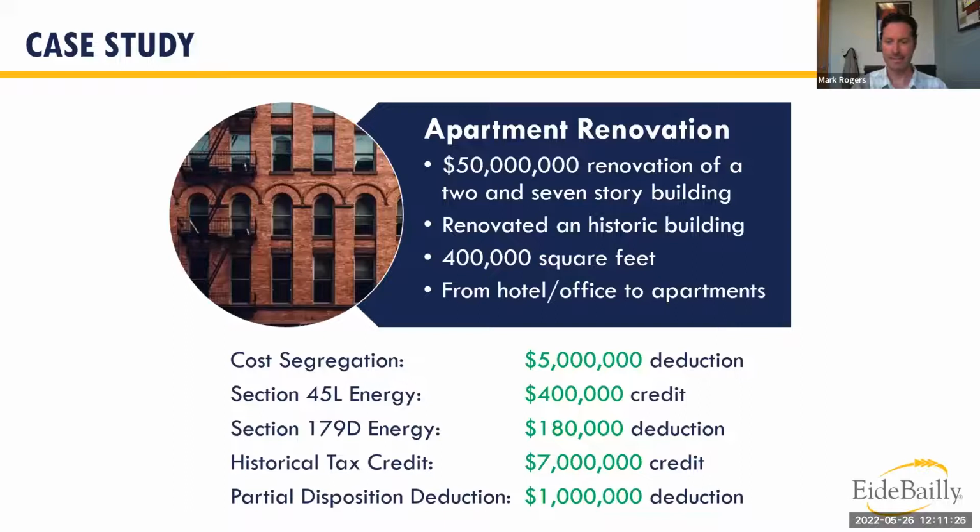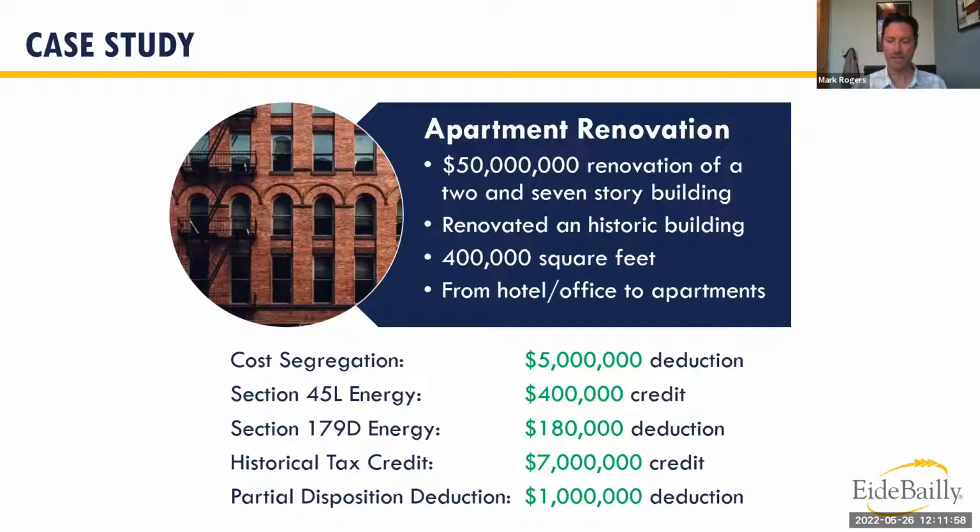All right, last slide before we go to energy. So during the webcast, you're going to hear about residential credits and incentives in a silo. We're going to talk about all these separate services, but keep in mind, these provisions can pair well together. And this is a good case study for that. So this is an apartment renovation in OKC, $50 million spent on a renovation for a 2- and 7-story building. It was historic on the National Historic Register, 400,000 square feet.